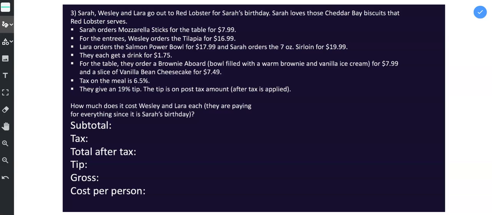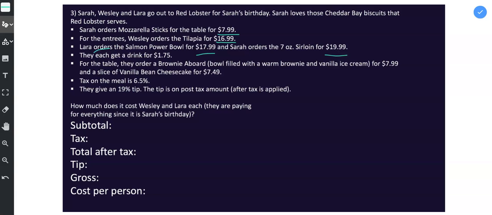Sarah, Wesley, and Laura go out to Red Lobster for Sarah's birthday. Sarah loves those Cheddar Bay biscuits that Red Lobster serves. Sarah orders mozzarella sticks for $7.99. For the entrees, Wesley orders the tilapia for $16.99. Laura orders the salmon power bowl for $17.99, and Sarah orders the 7-ounce sirloin for $19.99.